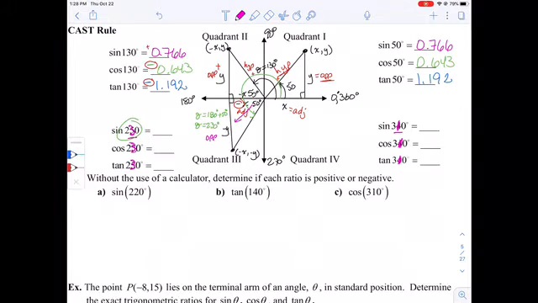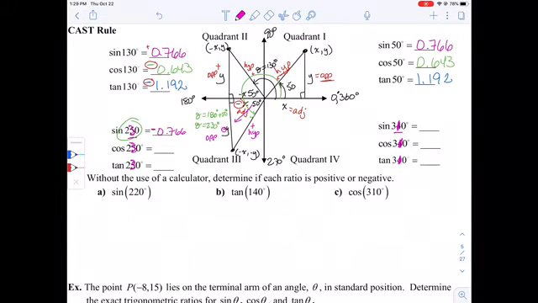Our adjacent is still going to be our x-axis, negative, and our hypotenuse, which is always positive, would be that terminal arm. So if I'm looking at the opposite over the hypotenuse, I know it's going to be negative. The triangle shape would be the same because our reference angle is still 50. So my sine ratio here is going to be negative 0.766 because our opposite side is negative.